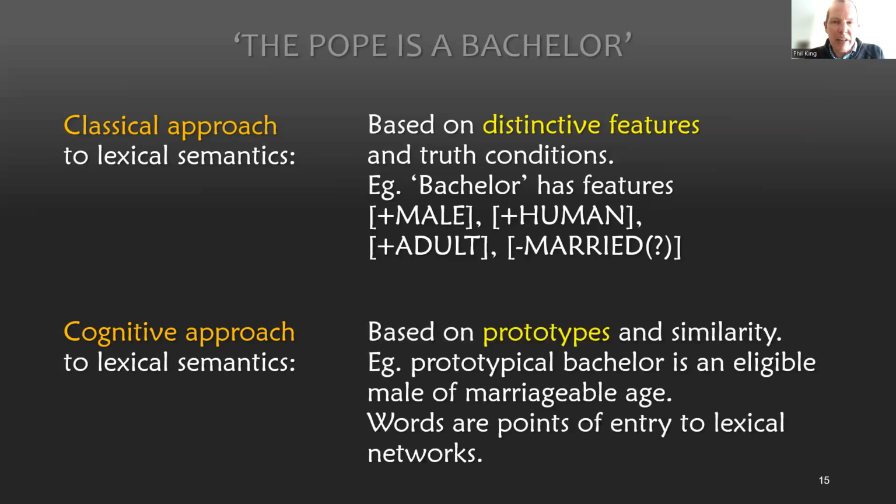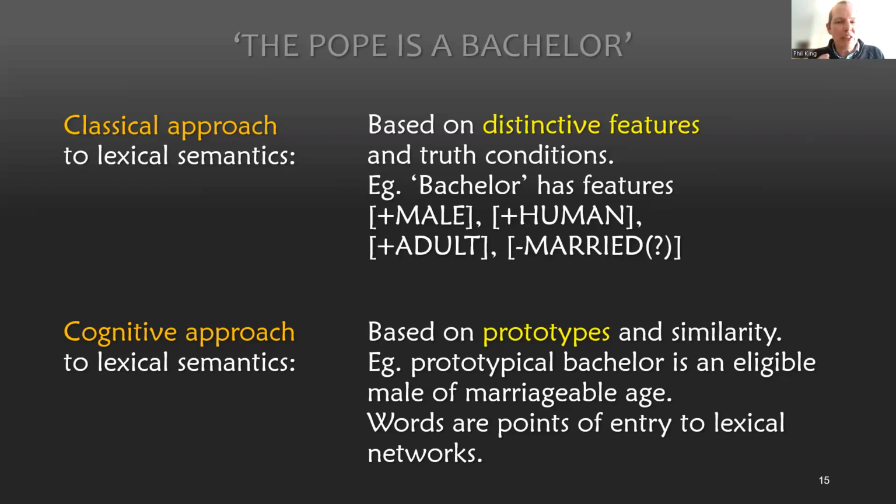In this approach, our understanding of word meaning is based on prototypes, which develop from our lived experience of bachelors. So a prototypical bachelor is an eligible male of marriageable age. And maybe we've seen examples of them, or we've heard people talk about them in our families or in our communities. In this case, the Pope is not very close to this prototype. So this statement, the Pope is a bachelor, certainly raises questions.